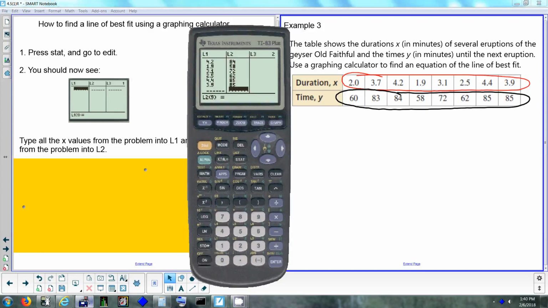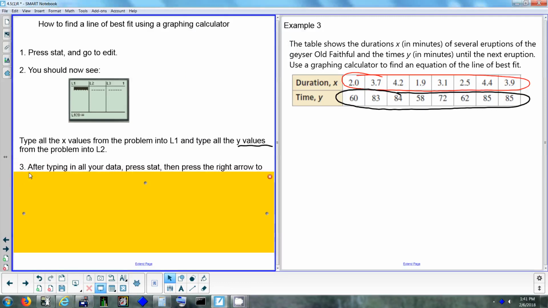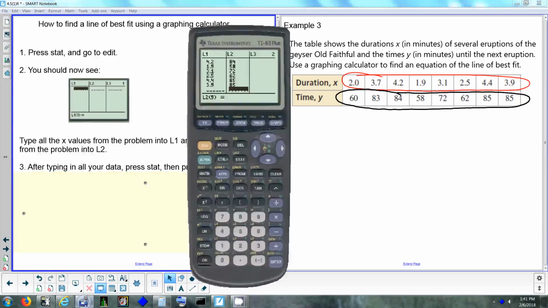Next step. Okay, guys, I need you up here because now you've done the hard part. Now we're going to do the easy part. After typing in all your data, everyone typed it in? Yes. Okay. Read the directions. Press stat. You should now see this screen. Does everybody see this screen?